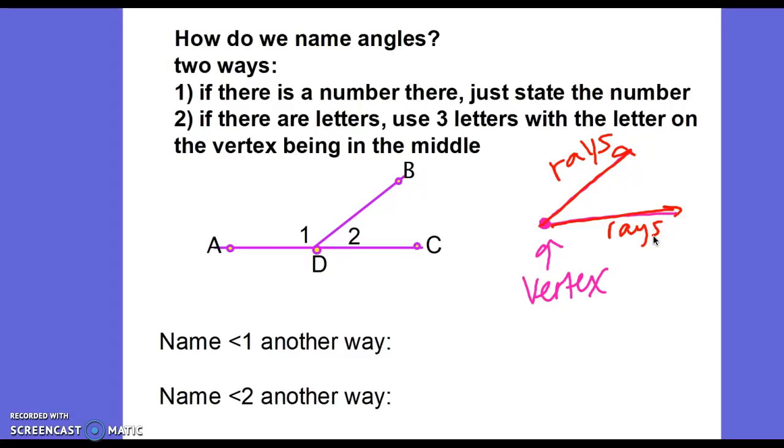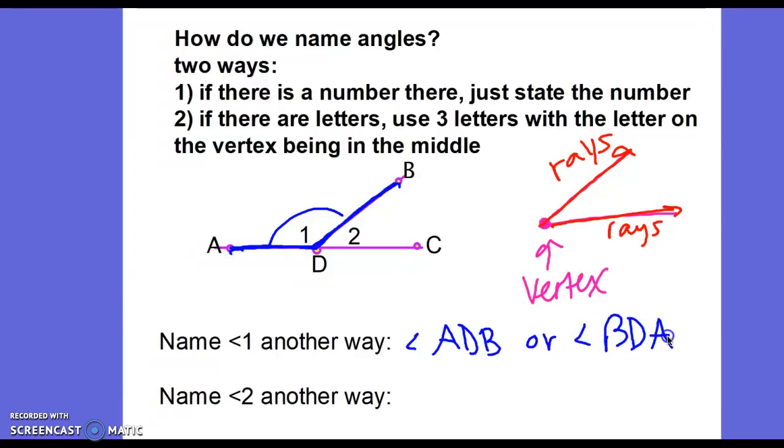The vertex has to be the middle letter when you name your angle, because naming an angle is the same thing as tracing it out. So let's say I want to trace out angle 1. I could take my finger and start here, and move along like this. That's angle 1. I went from A to D to B. So I could name angle 1, angle ADB. Another way I could name it is to reverse the order, but again, I have to keep point D in the middle because that's the vertex, and it could be angle BDA. So that's another way to name angle 1.